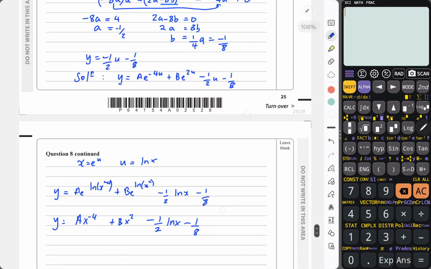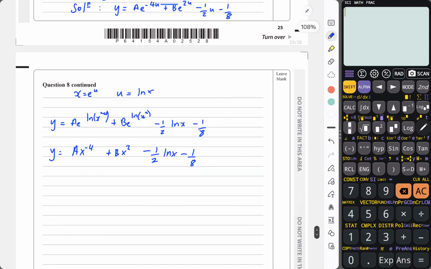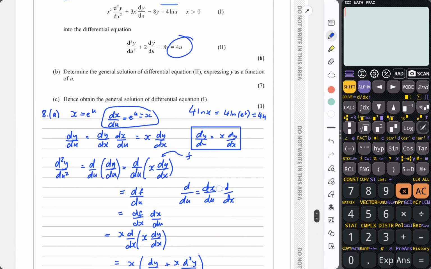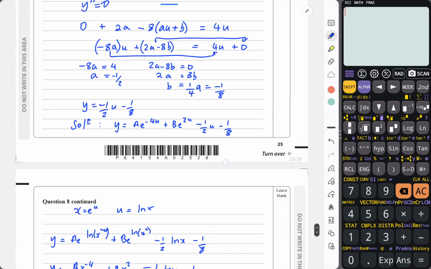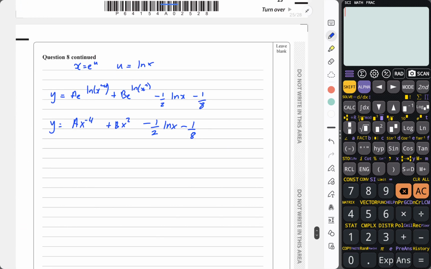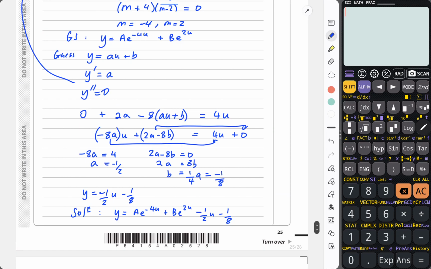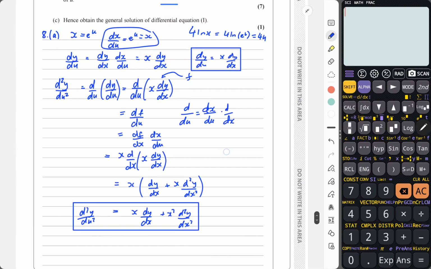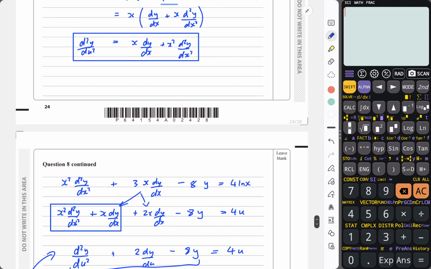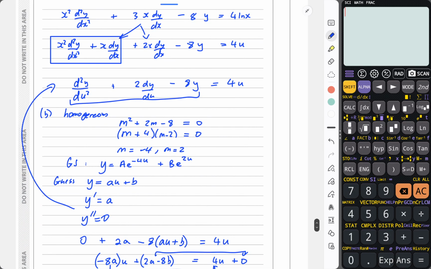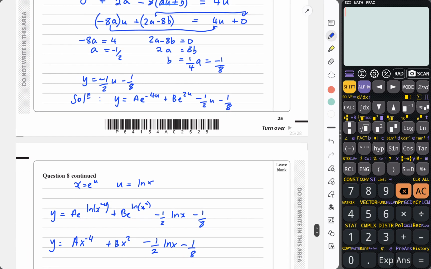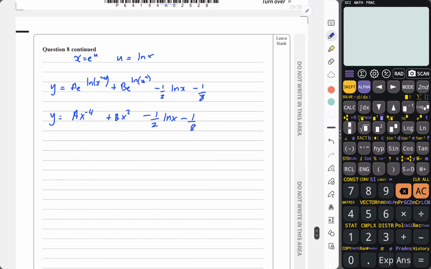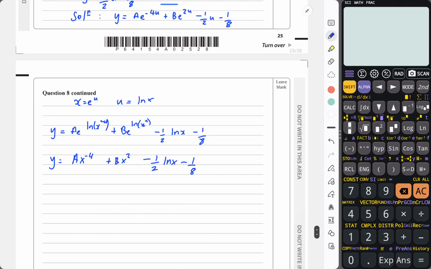minus an eighth. And if you were to check that was the answer, you could differentiate it twice and substitute it back in, but I don't think you'd have the time for that, especially for a single mark. Quite a nice standard question, but an important one in terms of knowing how to use those formulae to rewrite your differential equation, how to solve a second order differential equation, and then a little substitution at the end to get back your result.